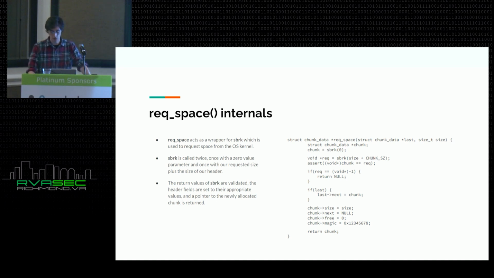If all is good, we go ahead and we set the fields. So we set the size to our requested size. We set the next field to null because there is going to be no next chunk yet. We set our free field to 0 because it's not free. It's been allocated to the process for use. And then we set our magic field to an arbitrary value. And then after that, we return the chunk. So we actually return the pointer to the chunk for use.